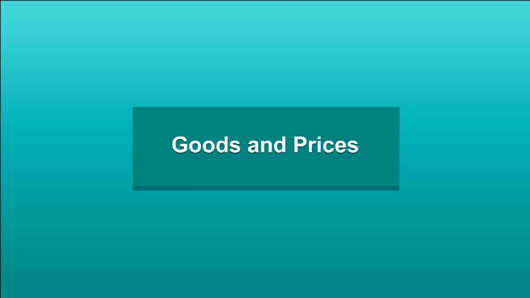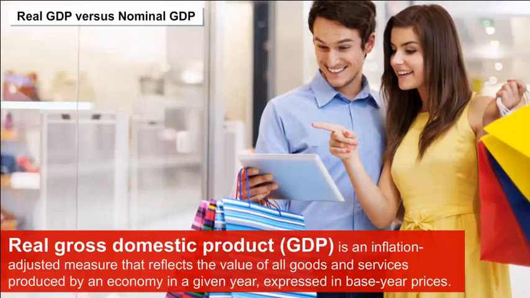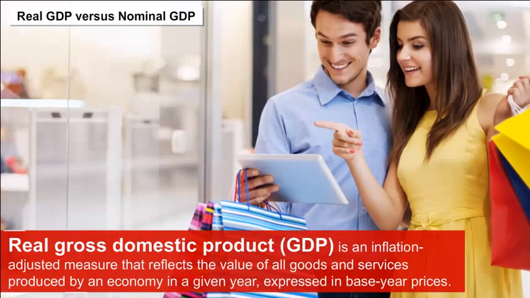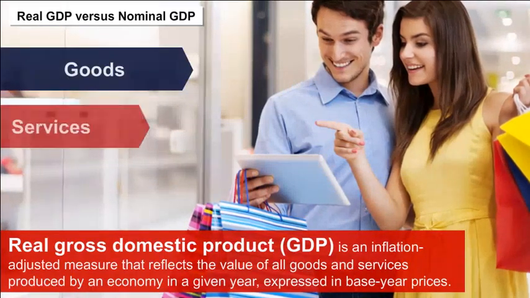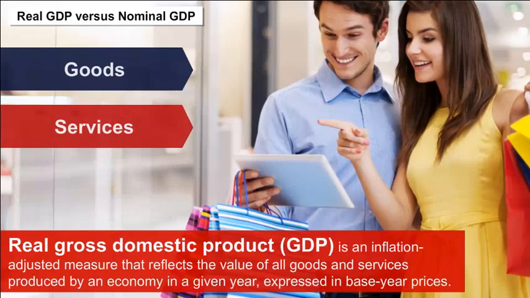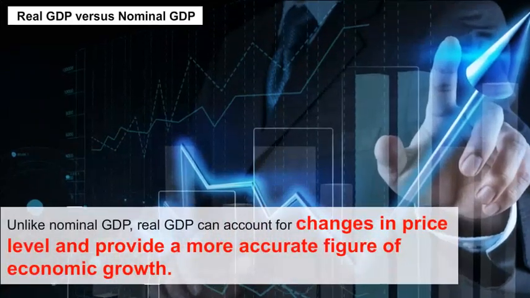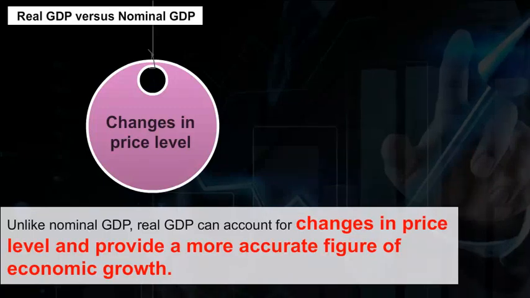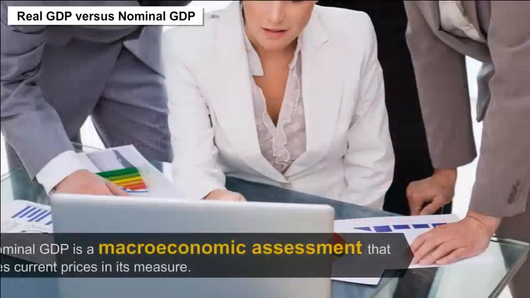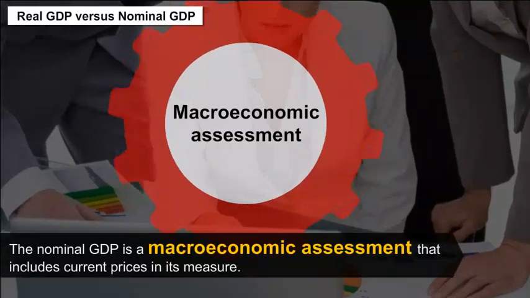Goods and prices. Real GDP versus nominal GDP. Real gross domestic product, GDP, is an inflation-adjusted measure that reflects the value of all goods and services produced by an economy in a given year, expressed in base year prices. Unlike nominal GDP, real GDP can account for changes in price level and provide a more accurate figure of economic growth. The nominal GDP is a macroeconomic assessment that includes current prices in its measure.